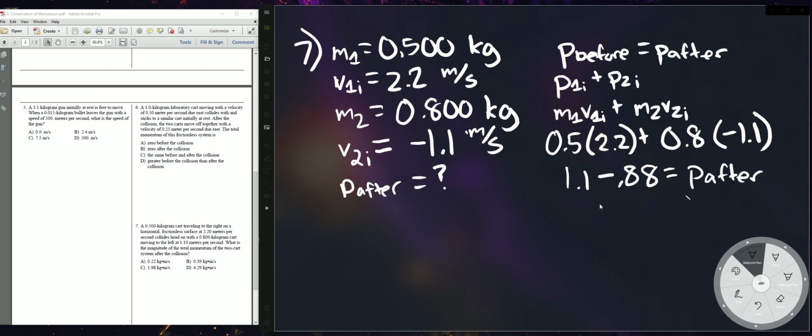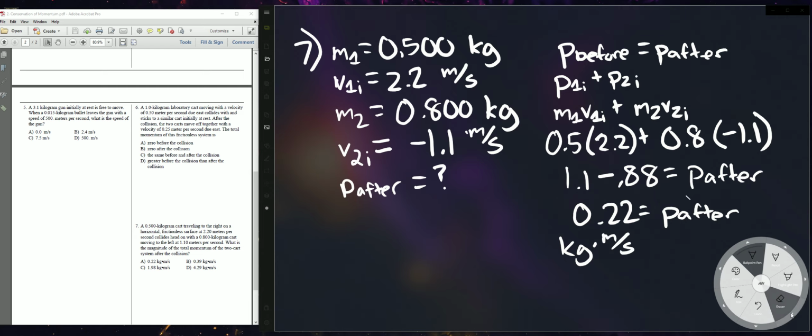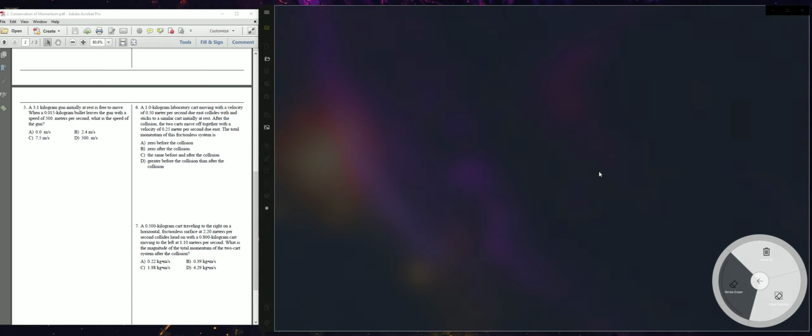So 1.1 minus 0.88 is 0.22. And so that's your total momentum, 0.22 kg m/s. And so the answer is A. I hope that was helpful.